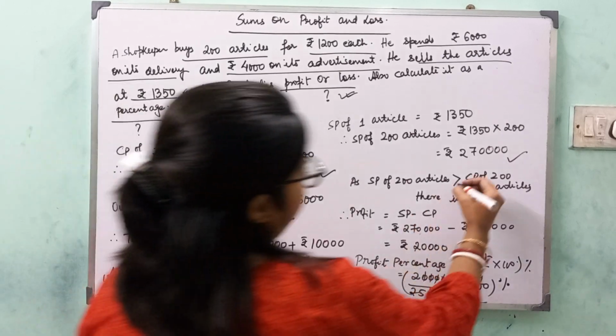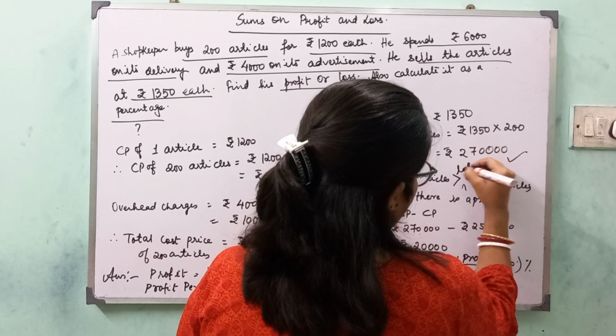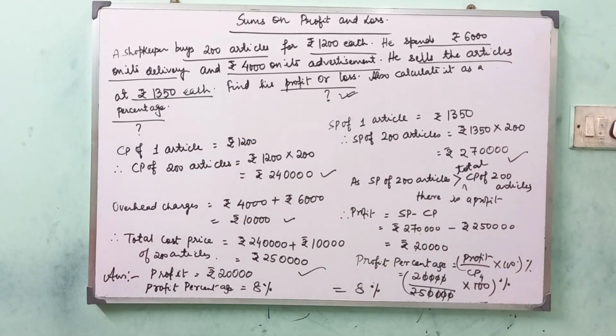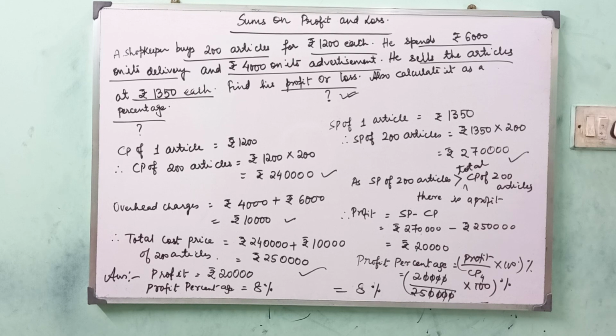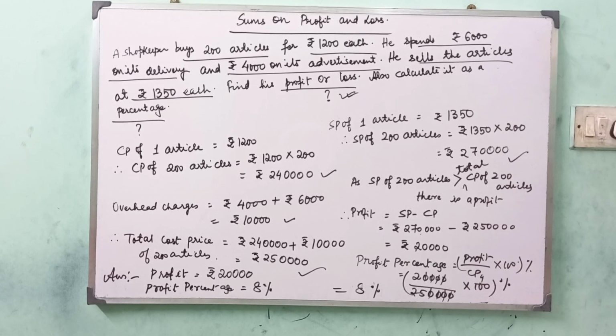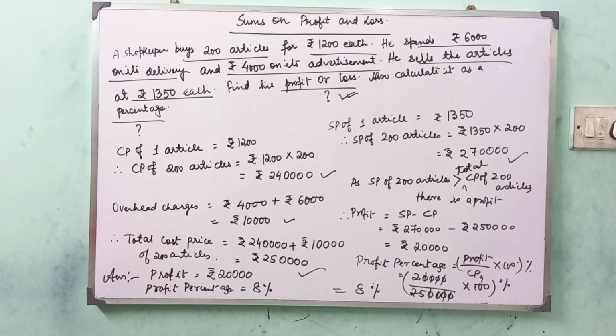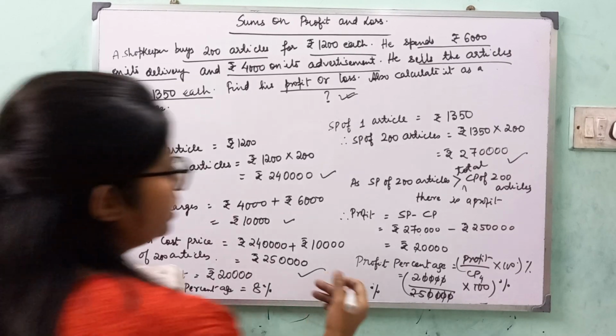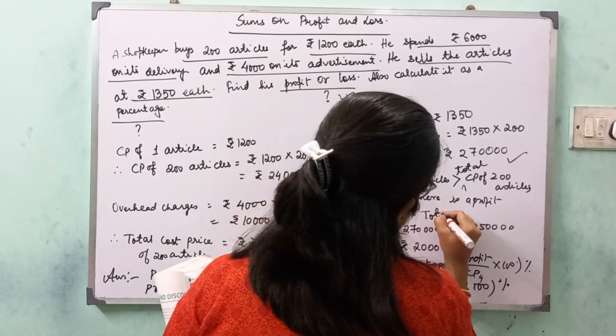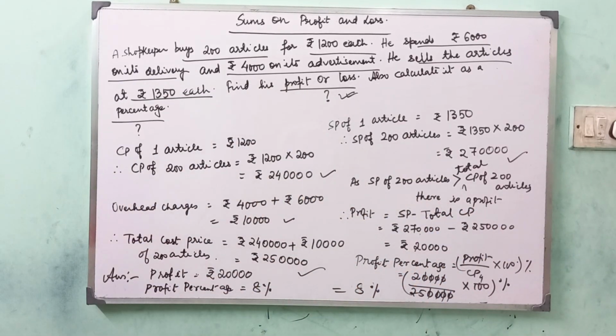Okay, this is actually the total cost price. As the SP of 200 articles is more than the total cost price of 200 articles, there is a profit. And what is that profit? The profit is SP minus the total CP. We can write total CP as well because total CP we are checking. So SP minus the total CP. So the total CP is 2,50,000 and the SP is 2,70,000. So 20,000 is your profit.